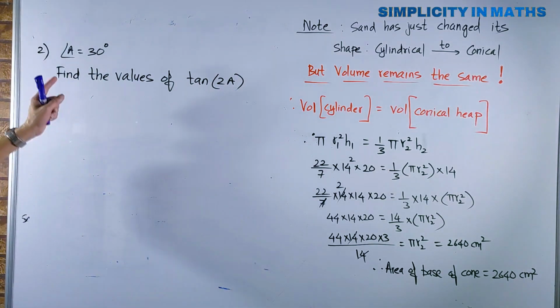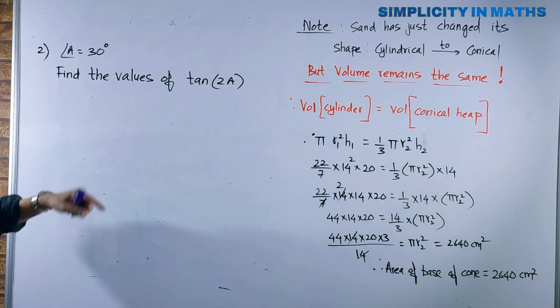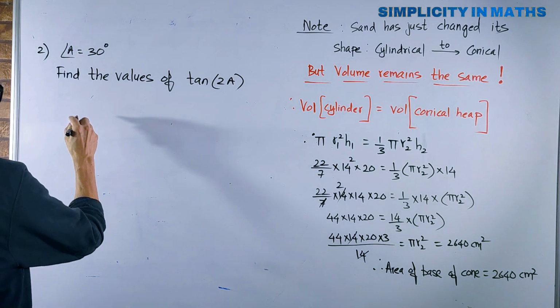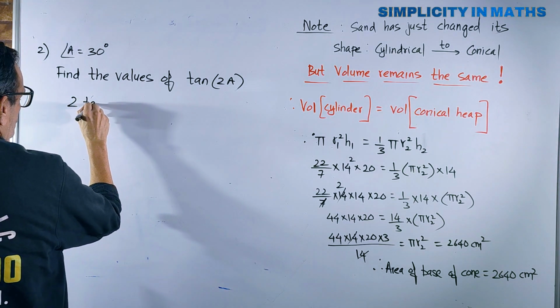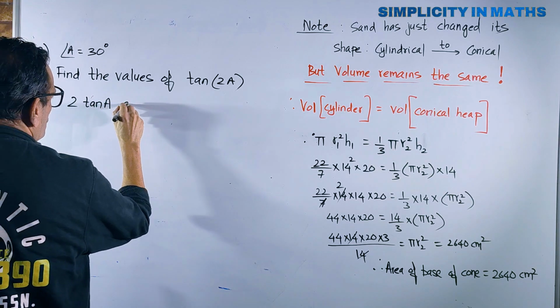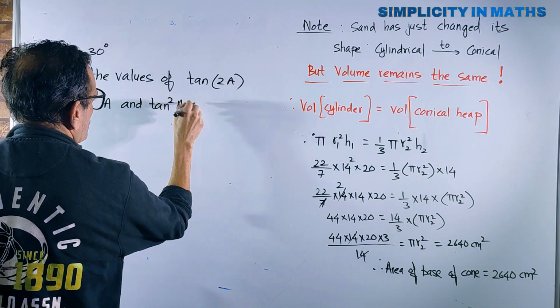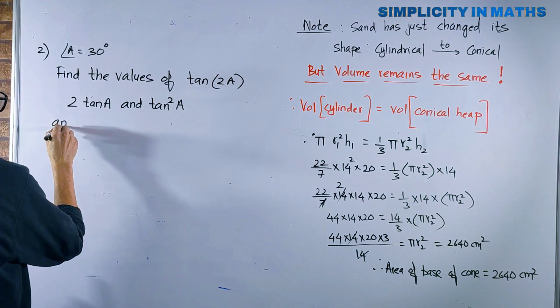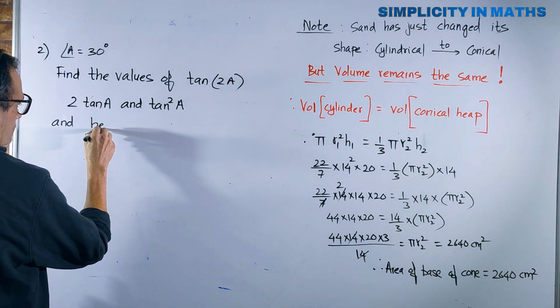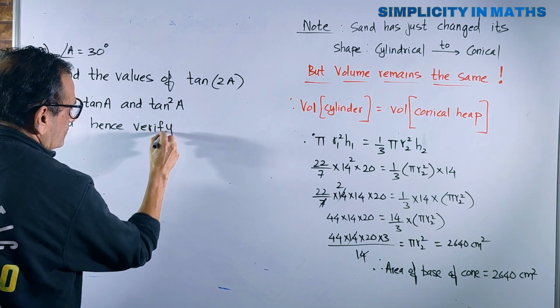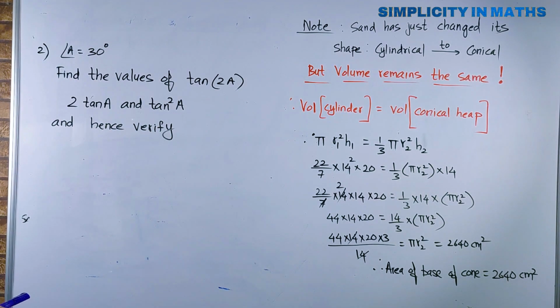Take A equal to 30 degrees. Find the values of tan 2A, and hence verify.